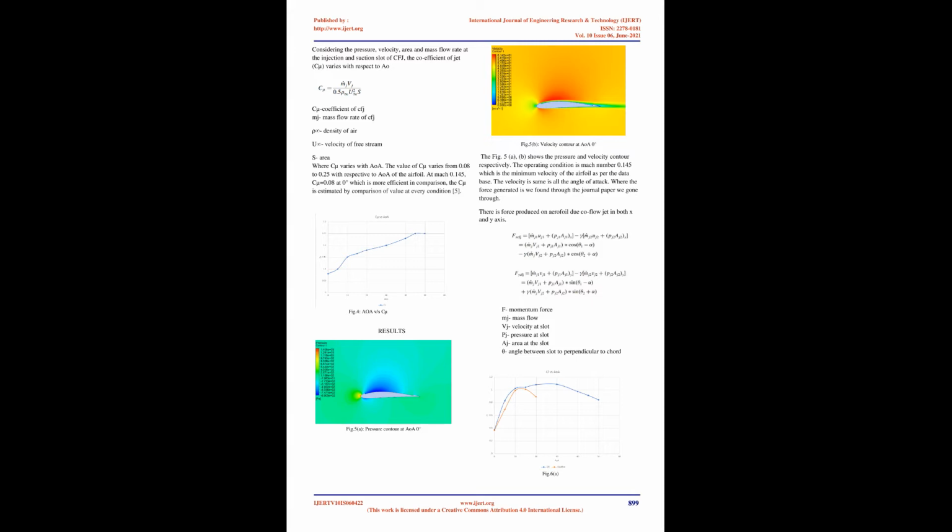The force generated is found through the journal paper we went through. There is force produced on the aerofoil due to the CO flow jet in both X and Y axis. Fig. 4, AOA versus results: F is the momentum force, mj the mass flow, Vj the velocity at slot, Pj the pressure at slot, Aj the area at the slot, and theta the angle between the slot and the perpendicular to chord. Fig. 5a, pressure contour at AOA 0 degrees.